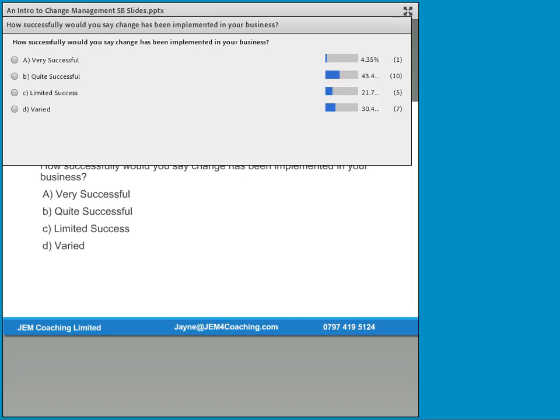So that's really positive that people, B is coming up as a stronger option. Oh, we're getting a few changes now. Yeah, as more people vote. So still quite a strong result for quite successful, limited success. And we've got a small percentage saying very successful, which is great news.